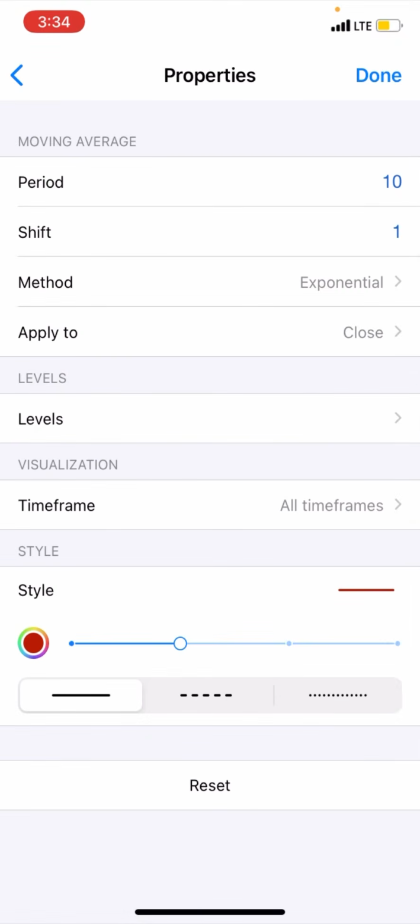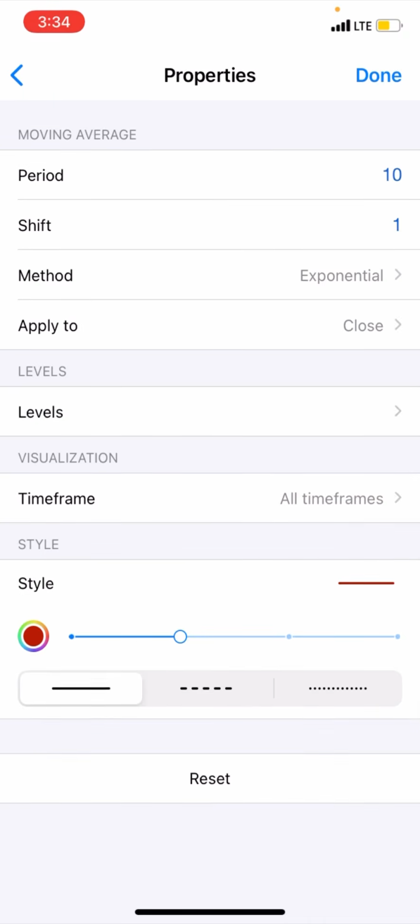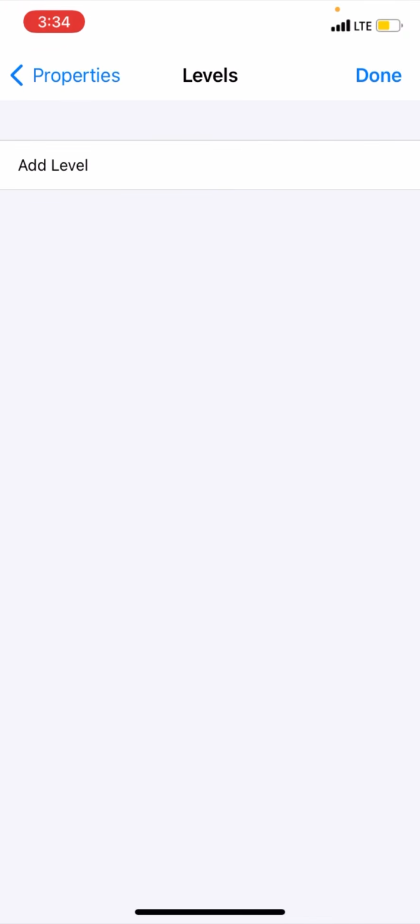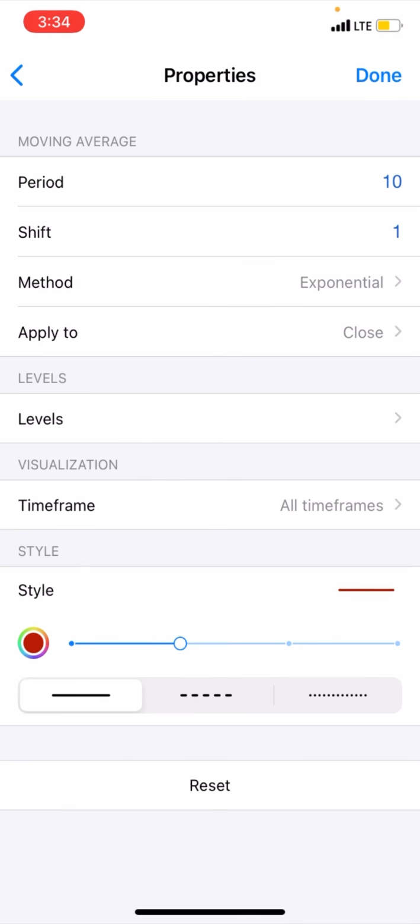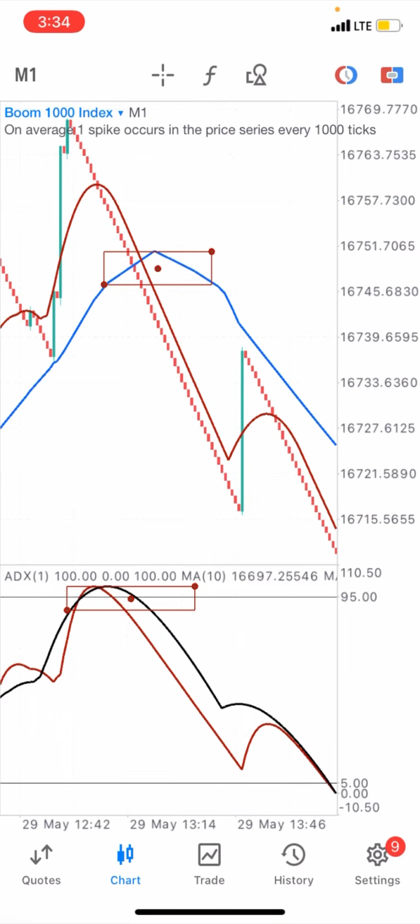Okay, so we have the moving average. The first moving average in the indicator window should be period 10, shift 1. Make sure your shift is 1, the period is 10. Method should be exponential, apply to close. Levels are not needed, so you just leave that blank, don't add anything. For visualization, time frame should be all time frames, and for styling you can pick any color of your choice, but make sure it is visible on your charts. Then you click done and you have the red line over here.